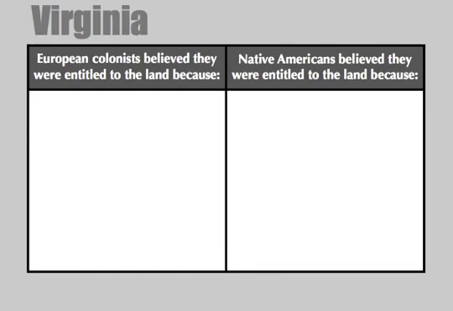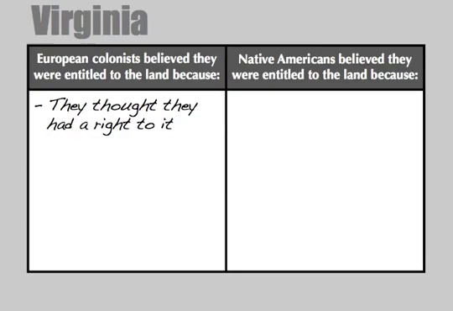All right, let's see what you came up with. As far as why European colonists believed that they were entitled to the land, you might have come up with a number of different answers. You might have said something like they thought they had a right to it. For example, they had a charter. They had an official document from the king that gave them permission to settle there.